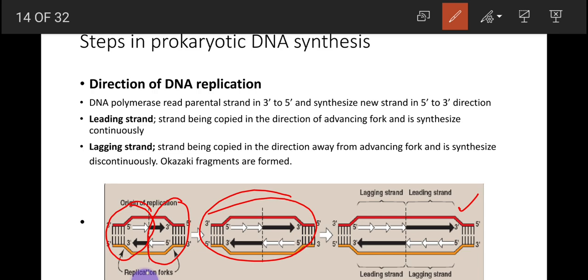This strand is copied in the direction of the advancing fork and is synthesized continuously. And the second strand is the lagging strand, and it is being copied in the direction away from the advancing fork. And here you are seeing that Okazaki fragments are formed.